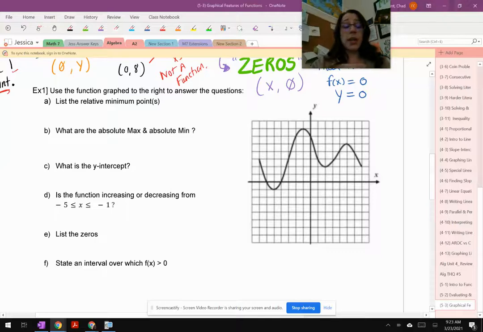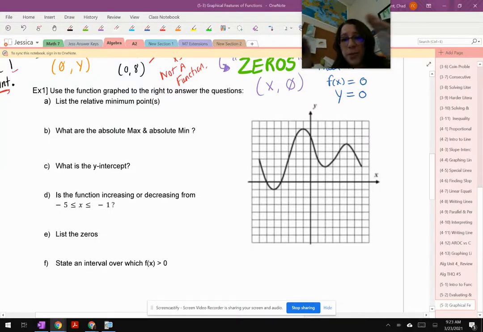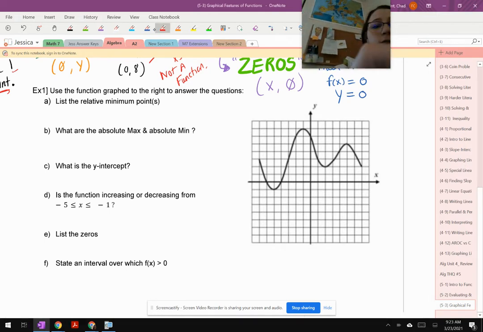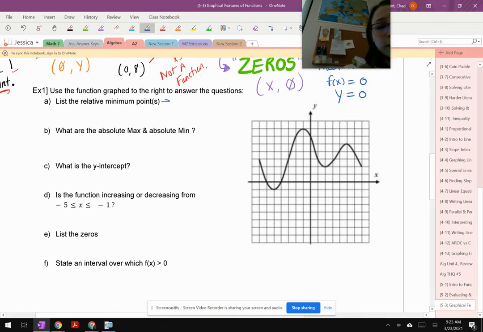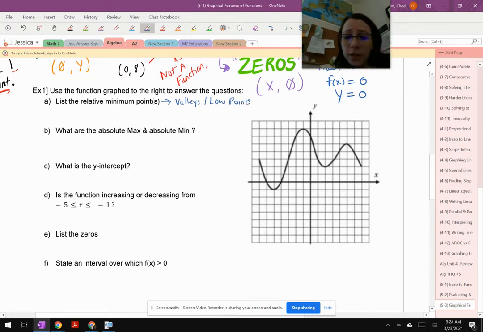All right, so looking at our first and only example here, but it's got a couple different parts to it. Part A is asking me to list the relative minimum points. Knowing from those notes, those relative minimum points are like my valleys or my low points. Looking at that on the graph, any kind of valley, this piece right here would be a relative min, as would this be a relative min.